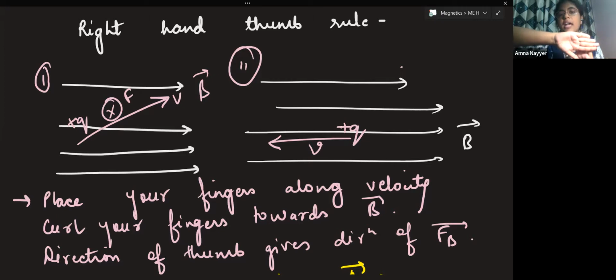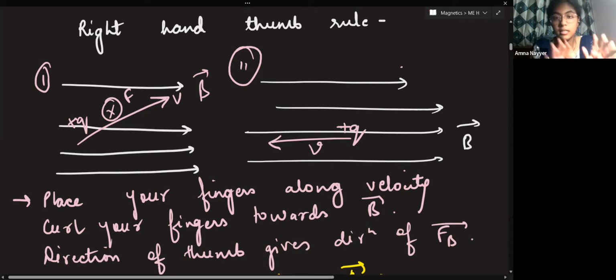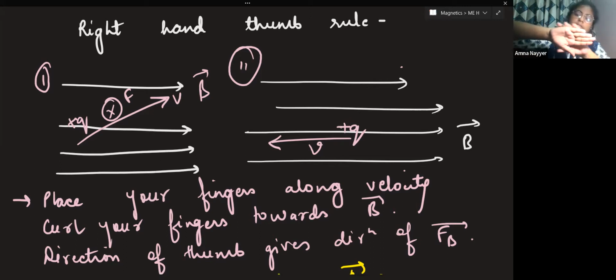Now, listen to this carefully, this is very important because you have 4 cases, out of which the third case is very important. The first and second cases you people will be able to do, and that's what is included in this magnetic Lorentz force. So I've kept my fingers in the direction of velocity. Now the magnetic field is still towards the right. How can I curl it towards the right? I have to curl it towards the right.